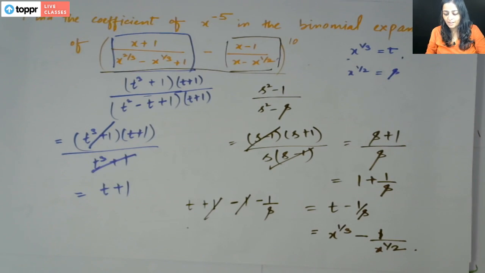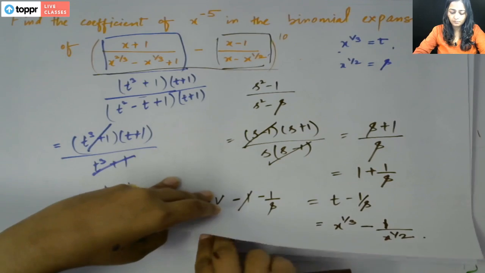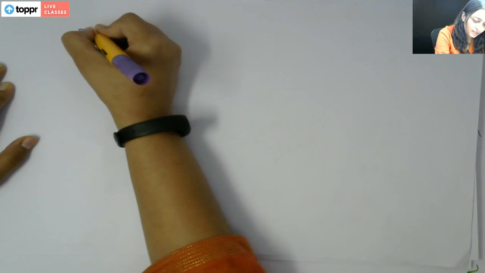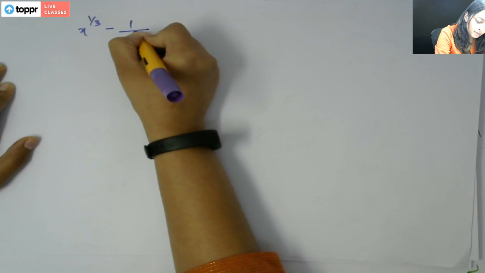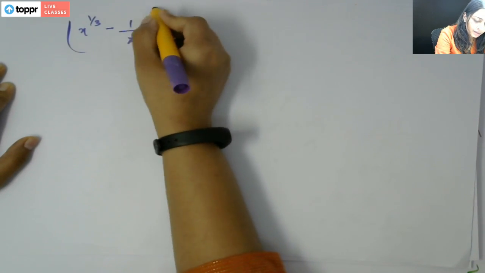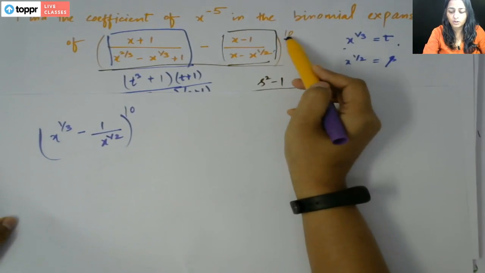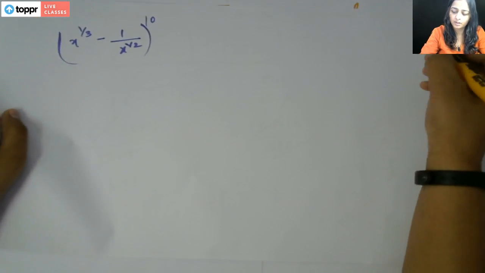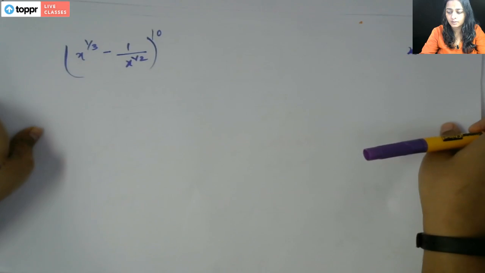Now since we have simplified this expression, we got it as (x raised to the power 1/3 minus 1 upon x raised to the power 1/2) raised to the power 10. The question was this raised to the power 10, and we have to find the coefficient of x raised to the power minus 5.